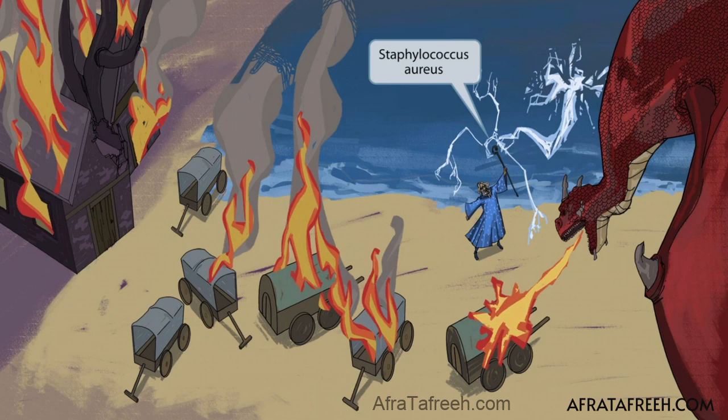As you can see, Merlin has a magical staff in his hand that he's using to defend the village. The staff in Merlin's hand is our symbol for Staph aureus. So staff for Staph aureus.